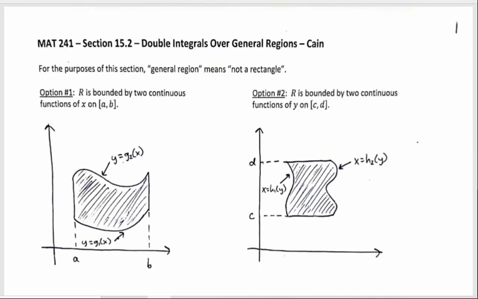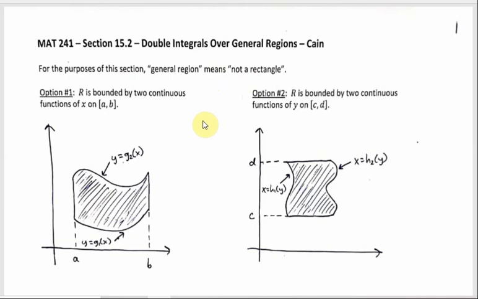In section 15.1, we integrated over rectangles. And 15.2 is supposed to be a little more generalized, where it says integrating over general regions. For our purposes, we're going to think of a general region as something that's not a rectangle. Because if you have a rectangle, you just have your limits on the length and the width, and that's it, right? And you just have numerical limits for both variables, and you just kind of go from there.